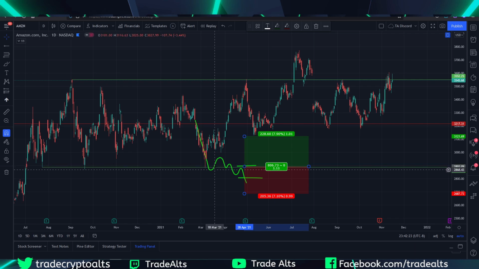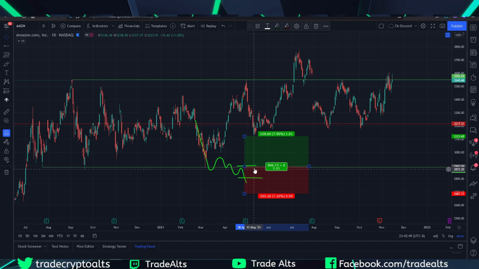So again, say my entries here, I get a bounce, but it doesn't hit my target. It just wouldn't be my target, but I'm saying hypothetically, it didn't hit my target and then rolls over like this and loses the range low support. Backtest this as resistance, which it doesn't have to backtest as resistance. This is like a perfect example. And then if you saw that rejection, I'd be out of my trade.